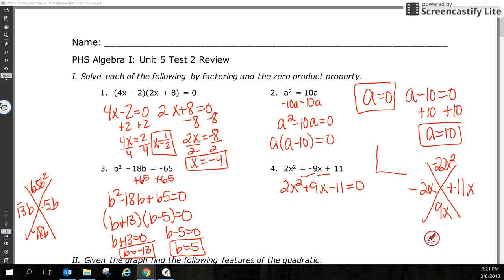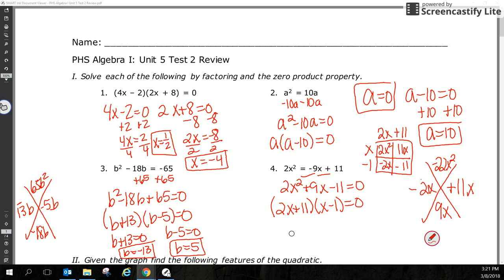Now in my little factoring box, my first term is 2x squared, last term is -11, and I've got -2x and 11x. What's common here is just x. X times 2x gives me 2x squared. X times 11 gives me 11x. -1 times 2x would give me -2x. -1 times 11 is -11. So now I get 2x plus 11 times x minus 1.